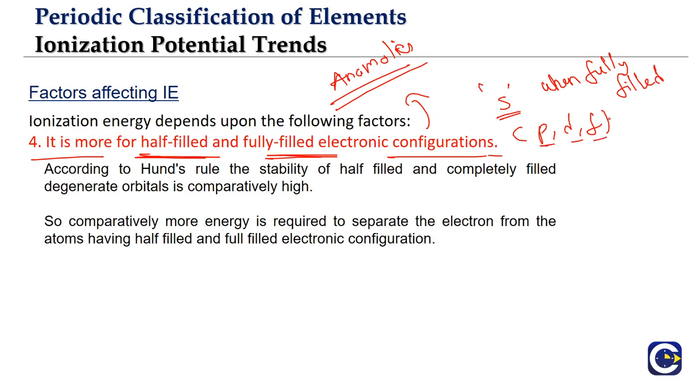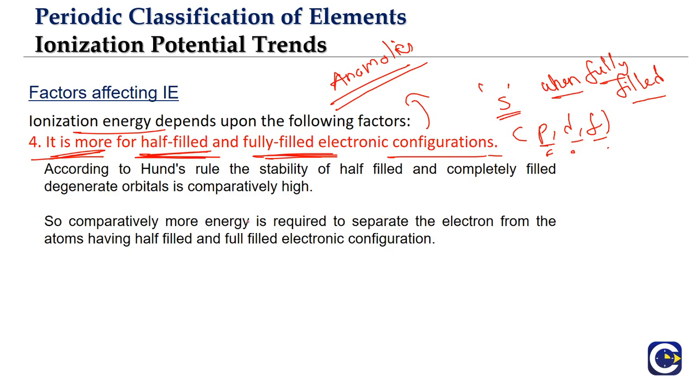So half filled and fully filled electronic configurations are more stable, isn't it? That will be true in which case? The P, D and F. In the S case, it is only the fully filled that will be of importance. Let's look at this point. The ionization energy will be more for a half filled and fully filled electronic configuration.